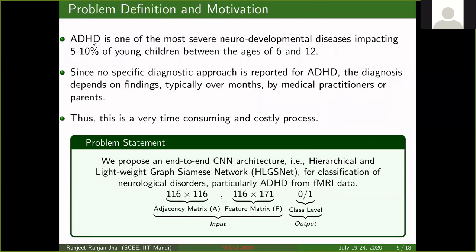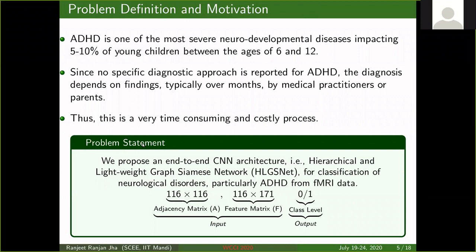Now come to the problem definition. So we have considered the ADHD data set for our problem. This is one of the most severe neurodevelopmental diseases, impacting 5 to 10% of young children between the age of 6 and 12. And for this disease, we don't have any specific diagnostic approach. The diagnosis totally depends on findings typically over months by doctors or parents. So in this way, if you see, this is a very time-consuming and costly process also.